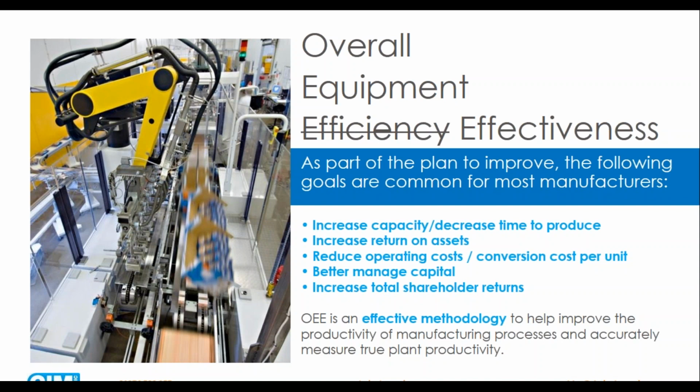Reducing operating costs, so again, maybe making the same amount of products with reduced operating costs, less energy costs, for example, or looking at making cuts into the conversion cost per unit, the amount of money it takes you to convert raw materials into finished goods. Better managing our capital, and for those of us with shareholders, it's all about increasing their return. So OEE is an effective methodology to help us improve our manufacturing processes and measure the true plant productivity. If you're not using it, I suggest that you do, and again, we can help you along with that journey.